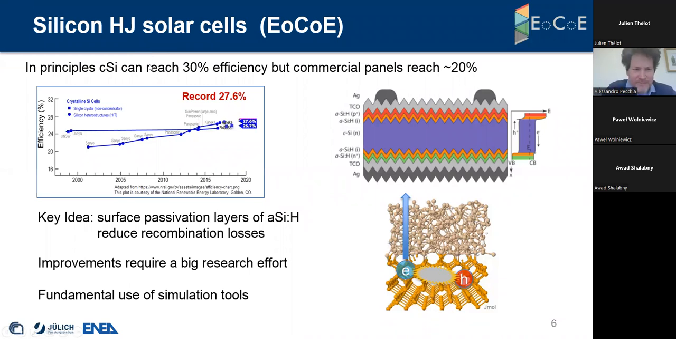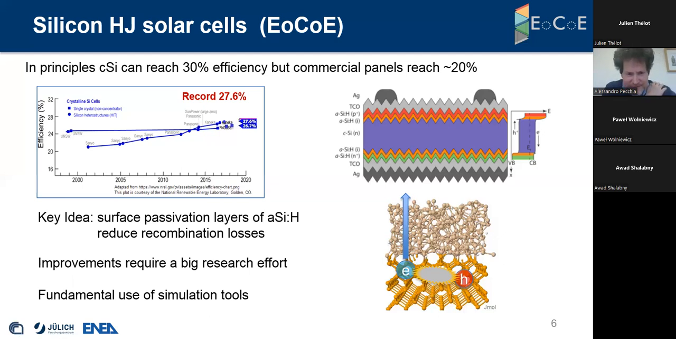One big idea that has been around for several years is the silicon heterojunction solar cell. And I mention this especially because this was the focus of the ECO project. Essentially, the idea is to put a sort of spacer between the contact and the beautiful, ultra-pure crystalline silicon, a spacer based on amorphous silicon, essentially.